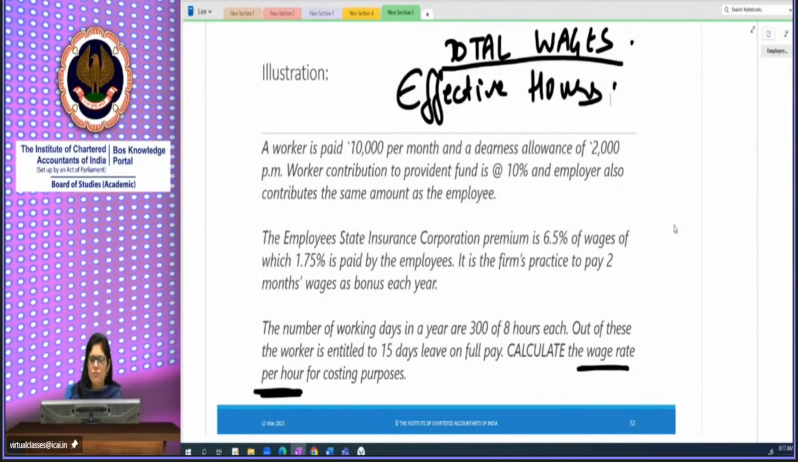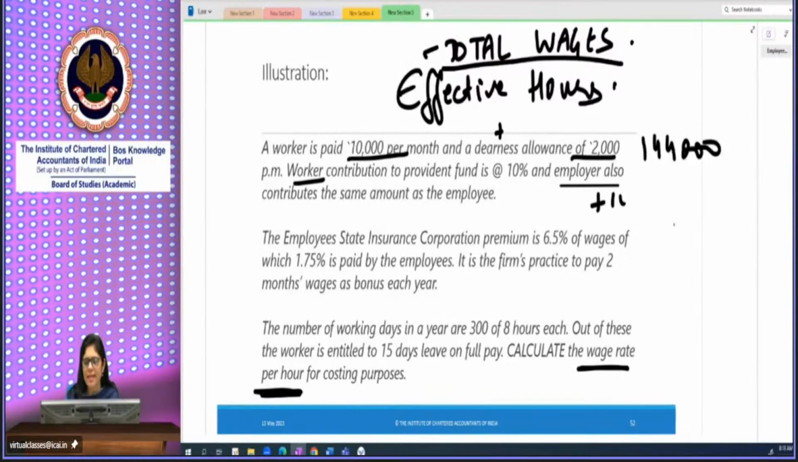So again, first of all, we need to calculate total wages. How do we calculate total wages? Worker is paid 10,000 per month and DA of 2,000 per month. Clear? So we have to calculate per year. So it is basically 12,000 per month, so 1,44,000 basic plus DA. Okay, basic plus DA, 1,44,000 total. So this is the total cash which will be paid to the employee also. Worker contribution to Provident Fund is 10%. So employee contribution 10%. Employer also contributing the same. So plus 10%.